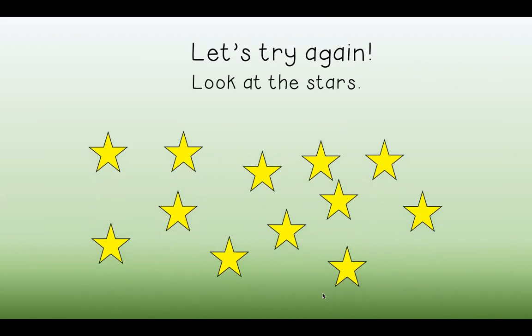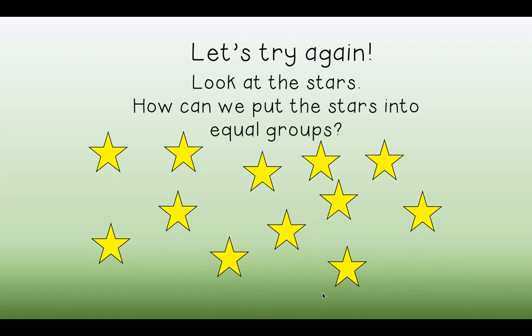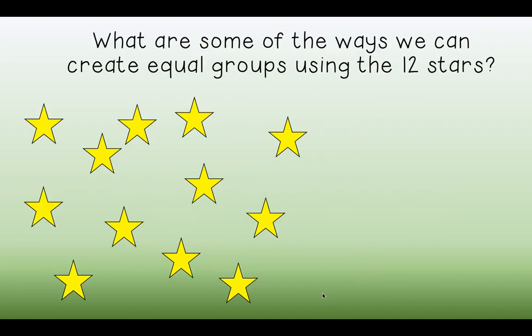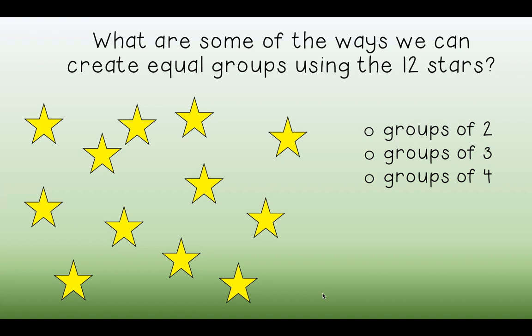So let's try again. Let's look at the stars. So I should have 12 stars. Think about, how can we put the stars into equal groups? How can we create equal groups using the 12 stars in the picture? So what are some of the ways we can create equal groups using the 12 stars? Well, there's a lot of ways. Let's look. You could do groups of 2, groups of 3, groups of 4, or even groups of 6.